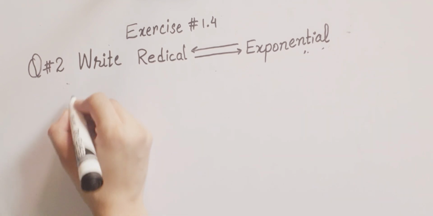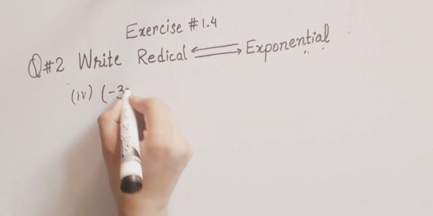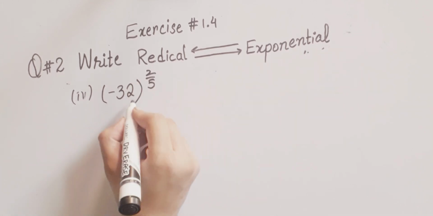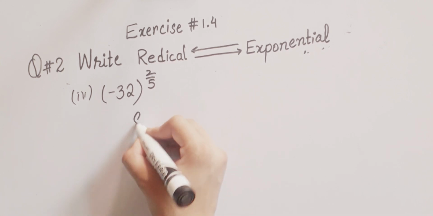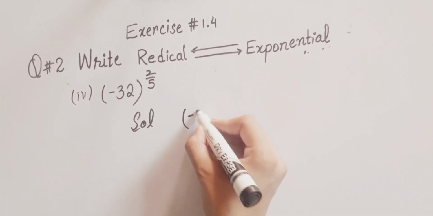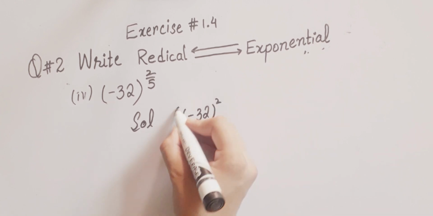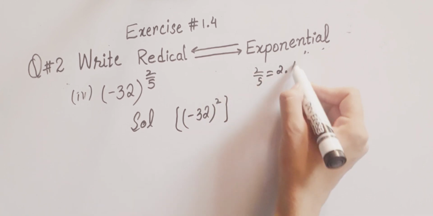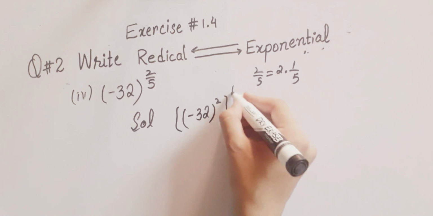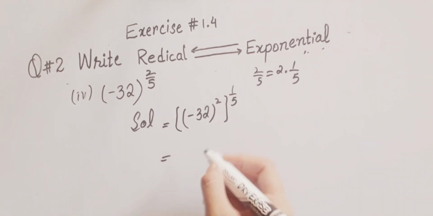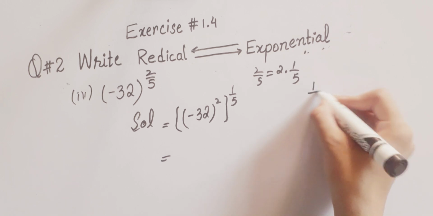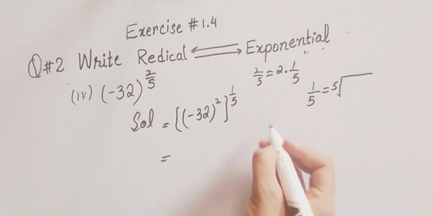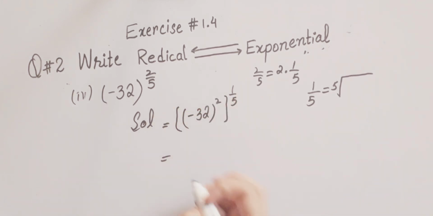Now we have part number 4, minus 32 power 2 by 5. We will convert this exponential form into a radical form. Now we will write minus 32 power 2. We split this 2 by 5 as 2 multiplied by 1 by 5. Now we know that 1 by 5 can be written in the form of a radical. So we will convert this 1 by 5 into a radical.